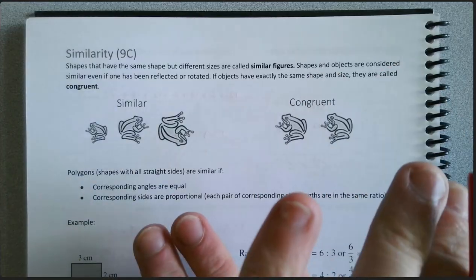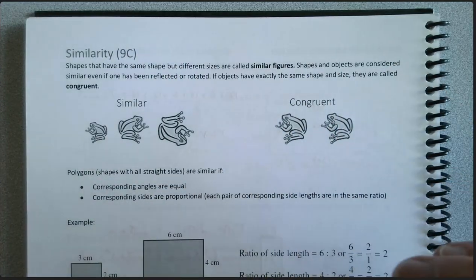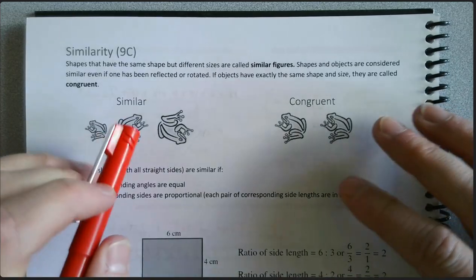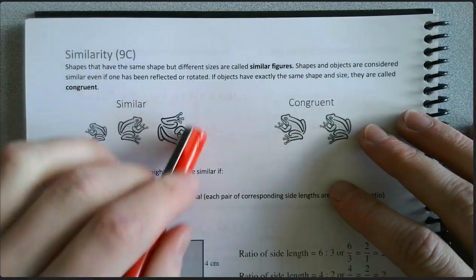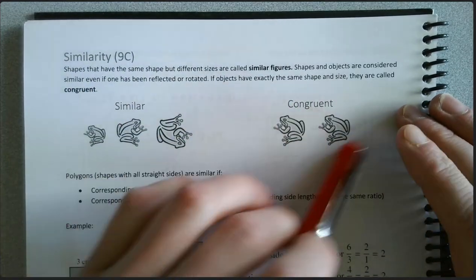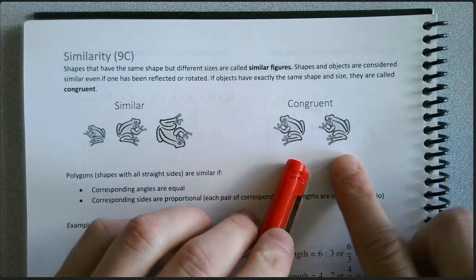It would be the same if it's been flipped. It can still be the same shape. It just is rotated or flipped a different way. But the difference between similarity and congruency is that congruent shapes are identical.